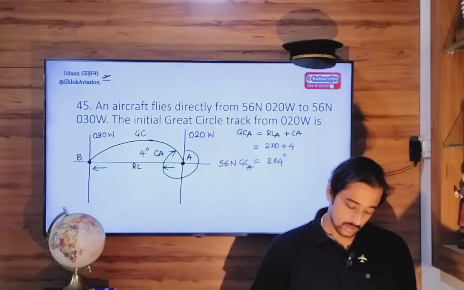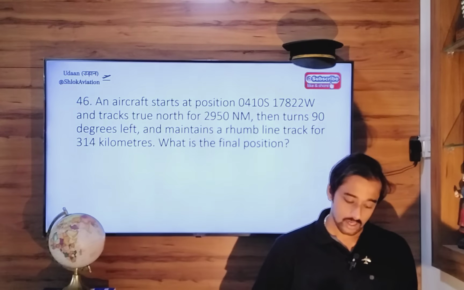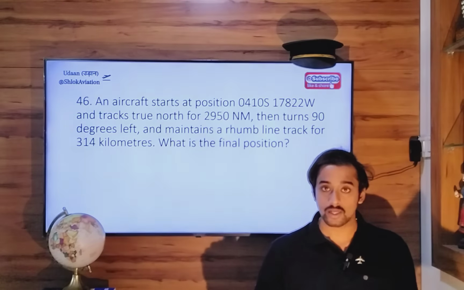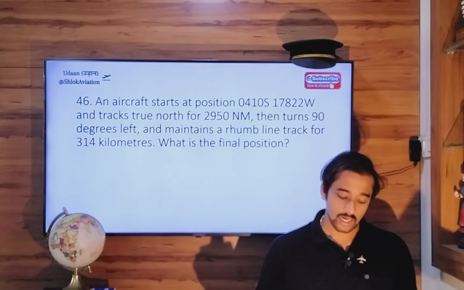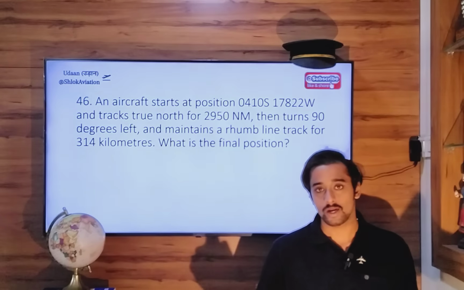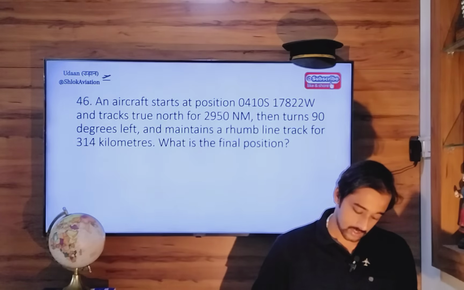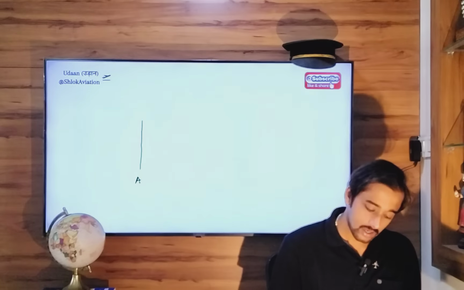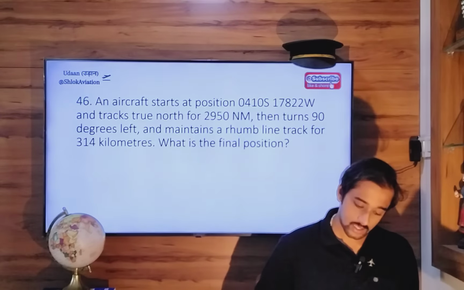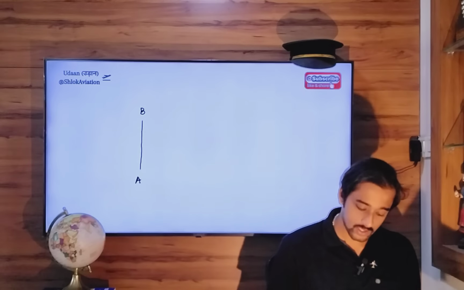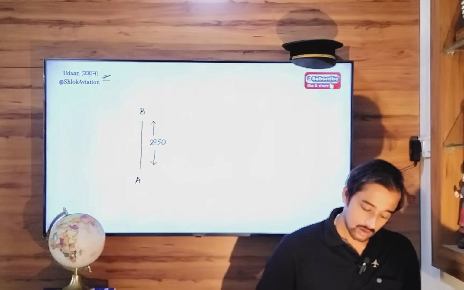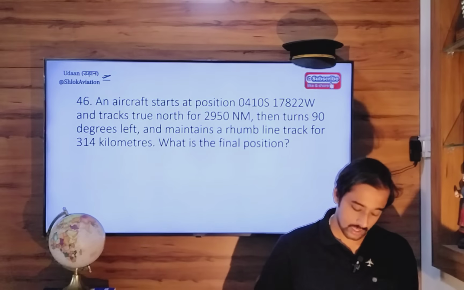Simple. Next, question 46. Aircraft starts at this position and tracks north for 2,950 miles, then turns 90 degrees left and maintains a rhumb line track for 314 kilometers. What is the final position? Let's say A to B, the distance is 2950. Location A is 4 degrees 10 minutes south.